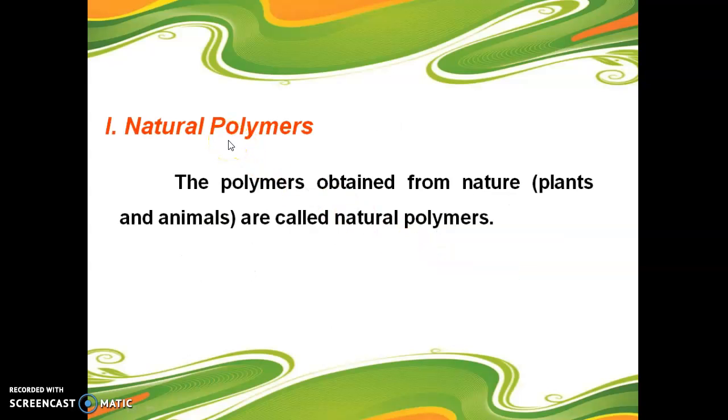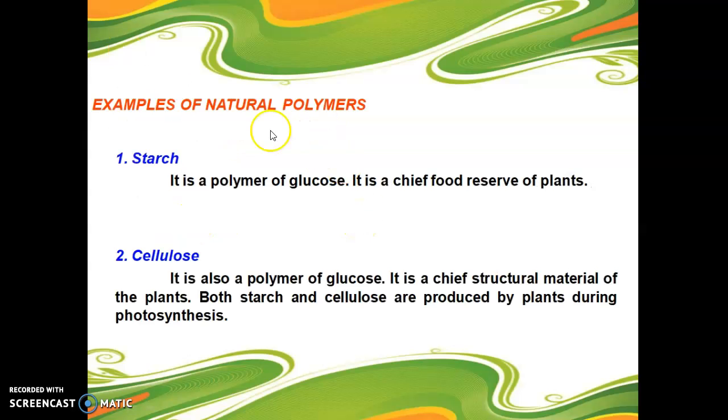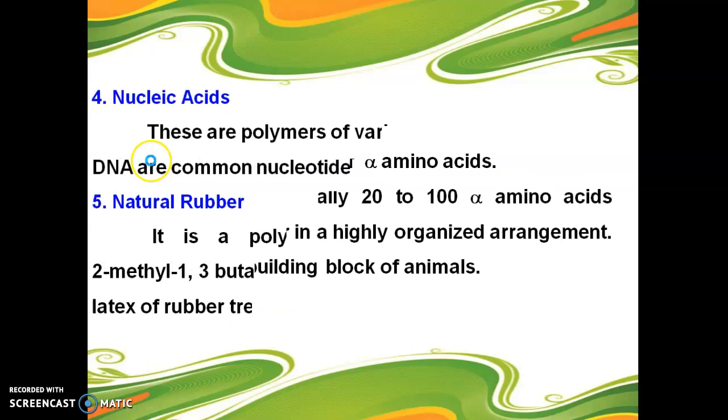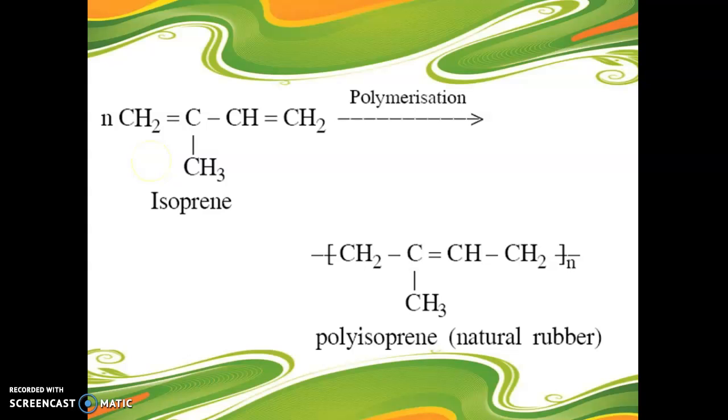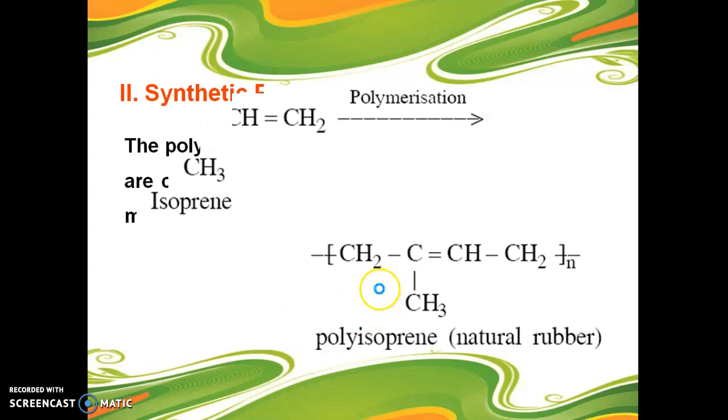Next is natural polymer. The polymers obtained from nature, that is from plants and animals, are called natural polymers. The examples are starch, cellulose, proteins, nucleic acids, and natural rubber. Here, how is it prepared? Isoprene is polymerized and it forms a natural polymer, polyisoprene.